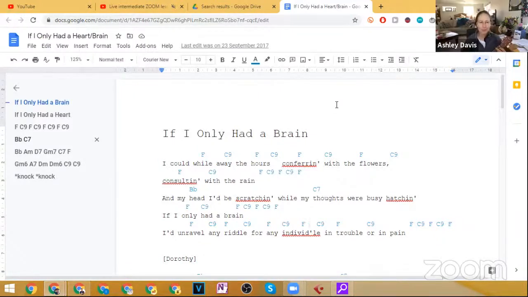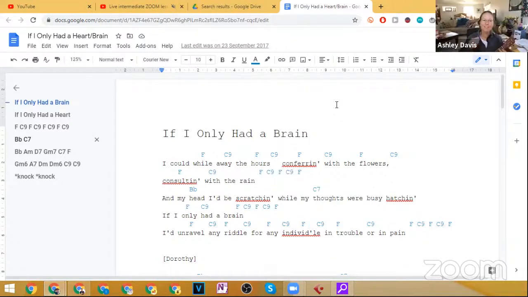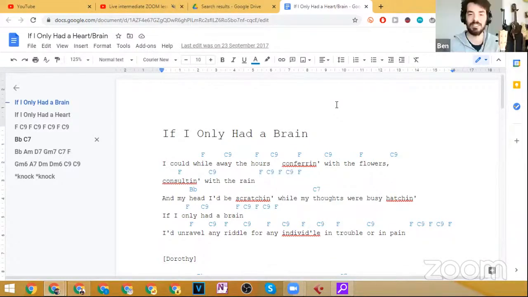I could try playing this. Great. Okay. I could while away the flowers, with the flowers. That's good. I didn't understand the tick to tick to tick. Oh, that, it doesn't matter. Just do once per one beat strum. Got it.